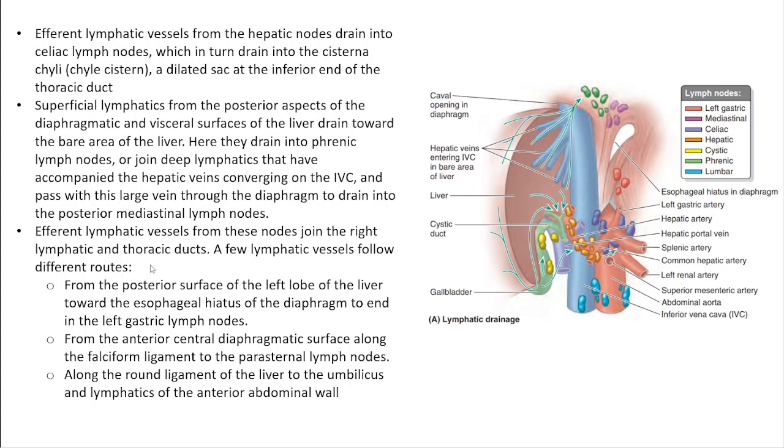right? And a few lymphatic vessels, however, follow different routes. From the posterior surface of the left lobe of the liver, they will go to the left gastric lymph nodes. From the anterior central diaphragmatic surface, they will go along the falciform ligament to the parasternal lymph nodes, and along the round ligament, that is the ligamentum teres of the liver, they will go to the umbilicus and lymphatics of the anterior abdominal wall.